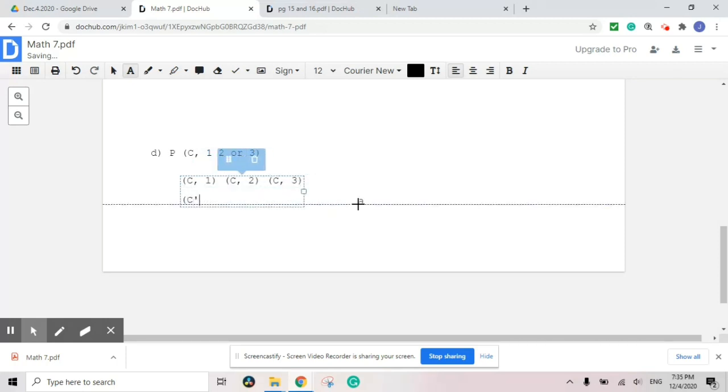However, you may notice that I have a second C. So C and 1 will be another possibility, C and 2, and C and 3. So we have a total of 6 possibilities.